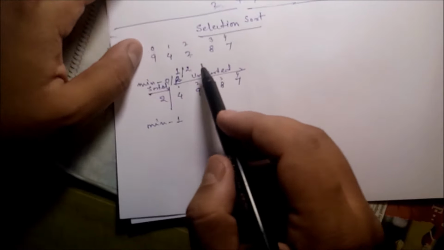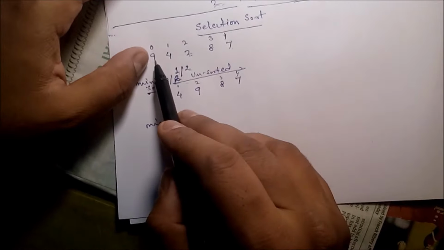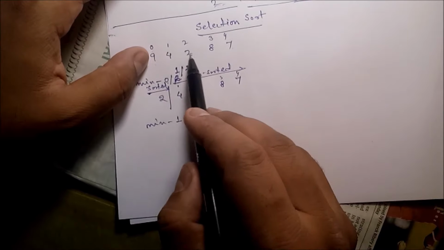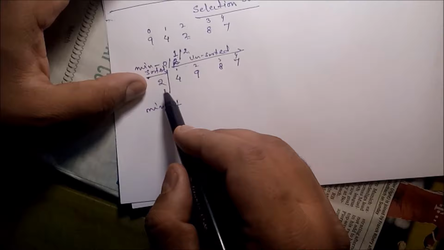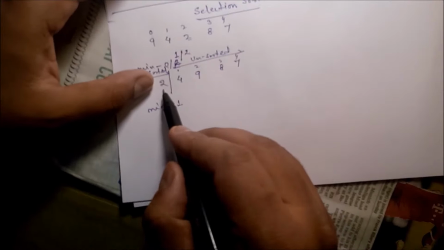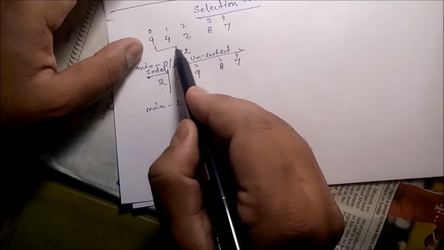That means compare 2 with index 0, swap 2 with 9, the second index with the 0 index. Now if you swap, the first data will be 2, next 4, then 9, 8 and 7, that will swap these two.